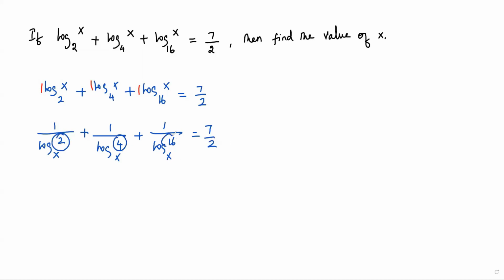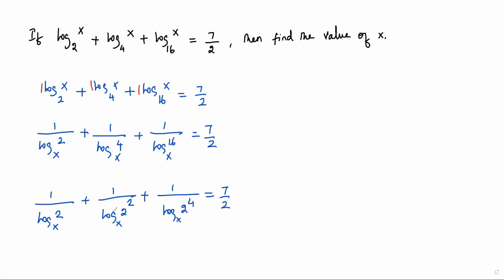Here 2, 4, 16, all of them are powers of 2. So I write the first fraction as it is. In the second fraction, I write log 2 squared to the base x, since I can write this 4 as 2 squared. And in the third logarithm, I can write this 16 as 2 to the 4th power, equal to 7 over 2. Here, in this logarithm and in this one, I can use the power rule of logarithm. That is, this exponent can be moved in front of the logarithm. The same thing I can do here.